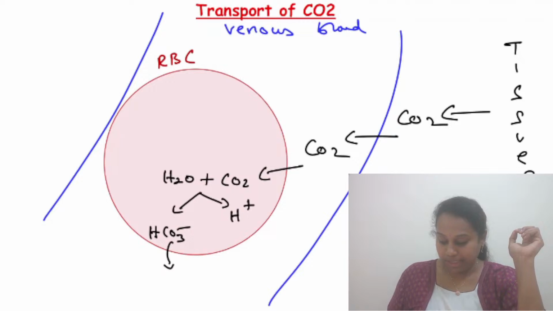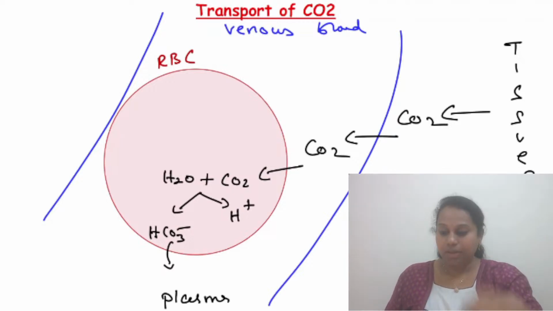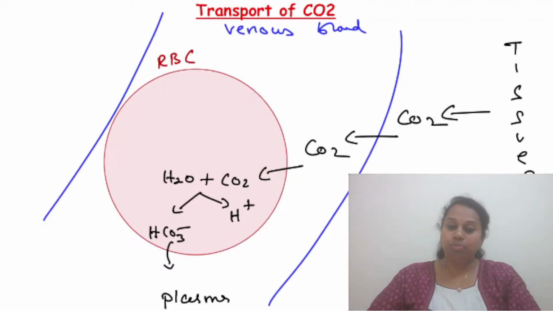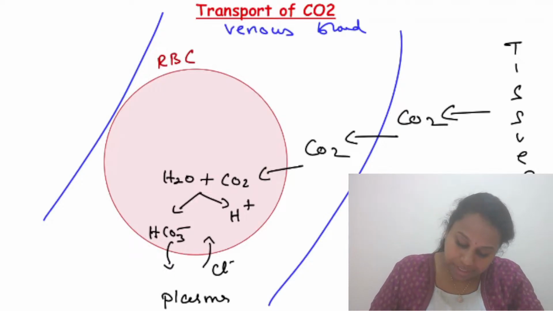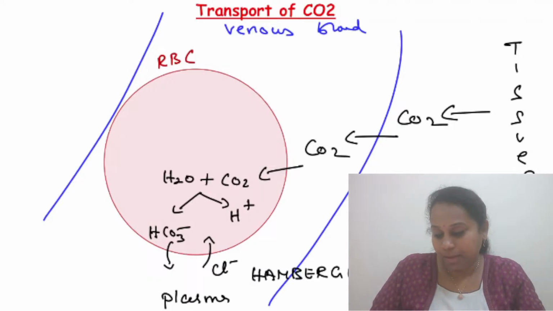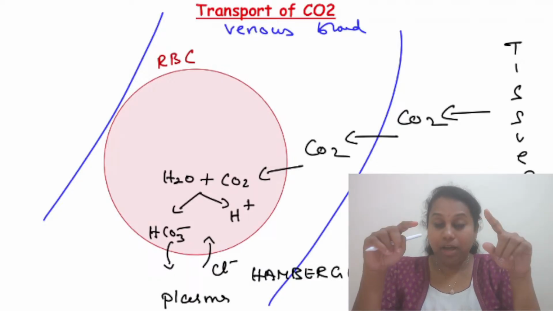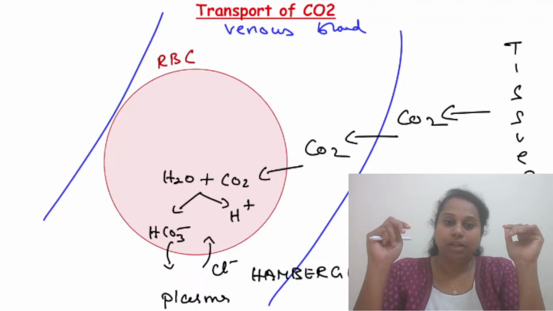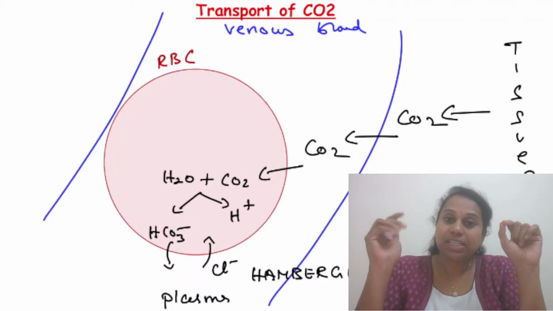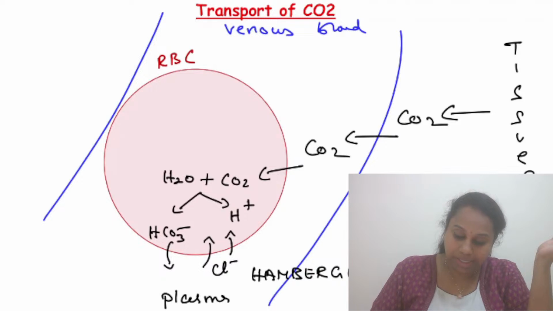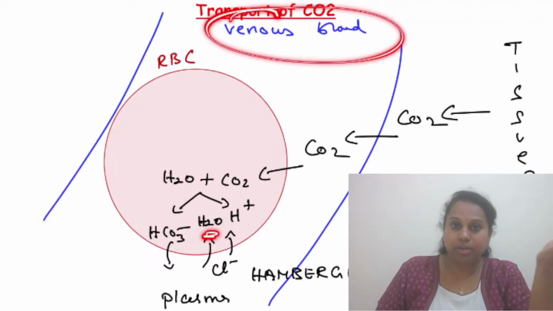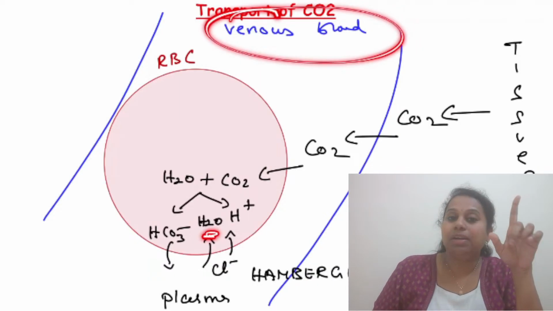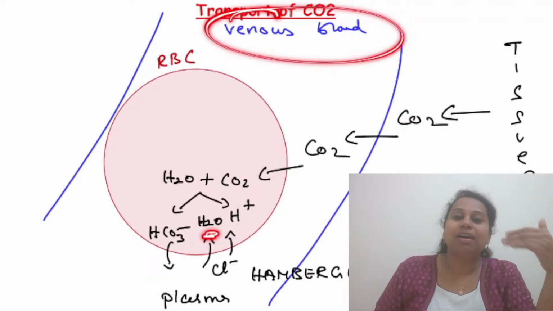Bicarbonate moves into the plasma. Bicarbonate is an anion. So when one anion moves into the plasma, to balance for this, another anion, chloride, enters inside, and this is called Hamburger's shift, or the bicarbonate chloride anion exchanger. When chloride enters into the RBCs, this is going to pull water into the RBCs. So there's more water in the RBC. So venous blood RBC has more water than the arterial blood. That's why venous blood hematocrit will be more than the arterial blood hematocrit.